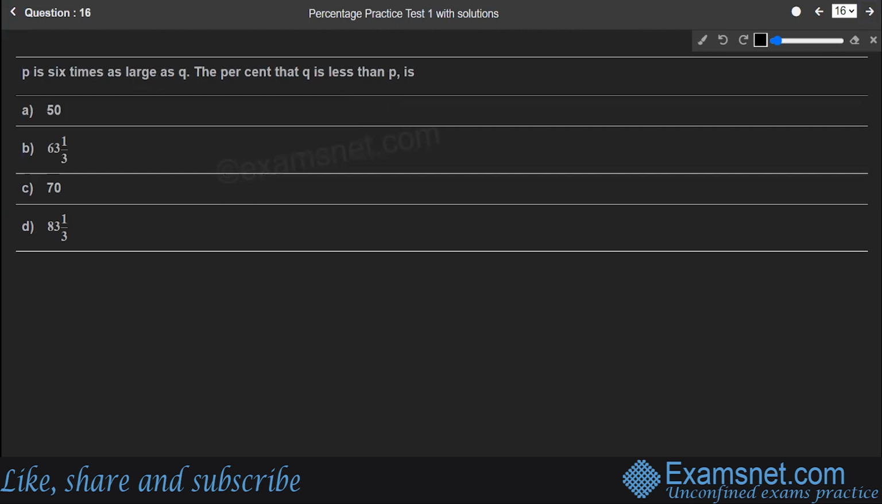Now he says P is 6 times as large as Q. The percentage that Q is less than P is. Okay, so we write down the first condition first. P is 6 times as large as Q. So P is equal to 6Q. This is the first thing that we get.